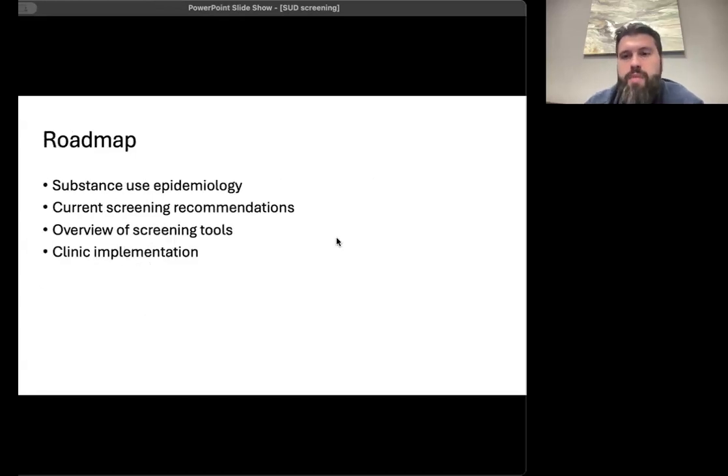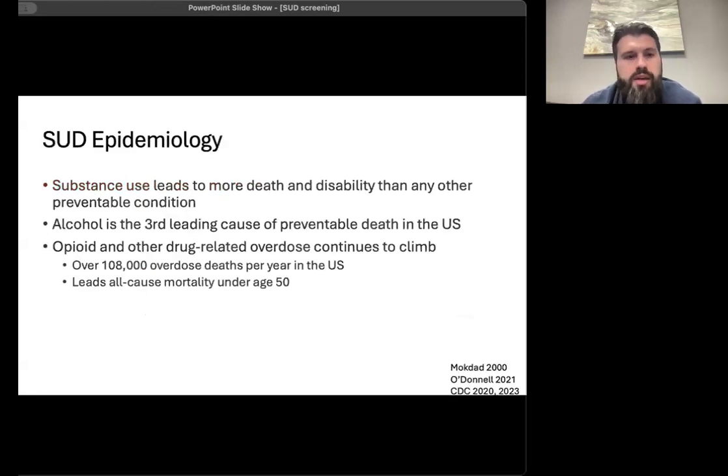So here's our roadmap to hit all those objectives, and we'll just jump into substance use epidemiology. I think I'm preaching to the choir here, but substance use leads to more death and disability than any other preventable condition. Alcohol is the third leading cause of preventable death in the United States, and opioid and other substance-related overdose continues to climb. These numbers are historical here, but they continue to go up each year.